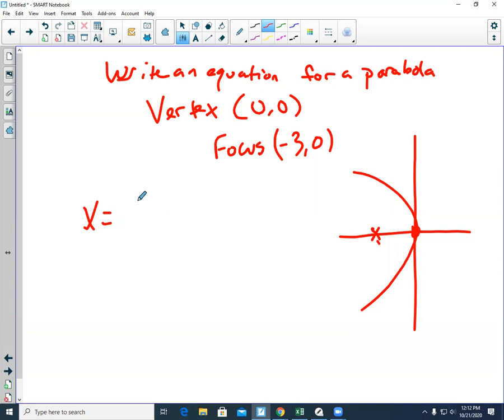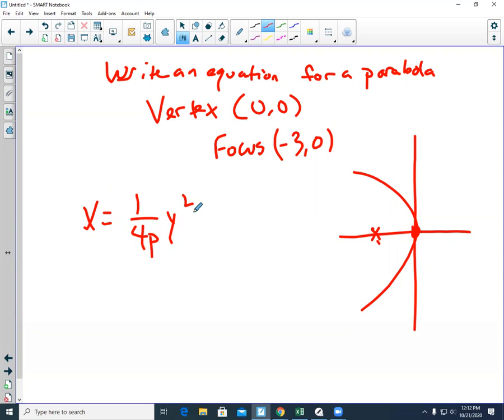Now, the whole reason that I did this was to let me know that I now have to use the equation x equals 1/4py², because this is a horizontal parabola. Okay? So the whole reason for the sketch is to decide when you are going to use which formula. So if I know to use this formula, I'm good, and I don't really have to do a whole lot more work other than figure out what p is.